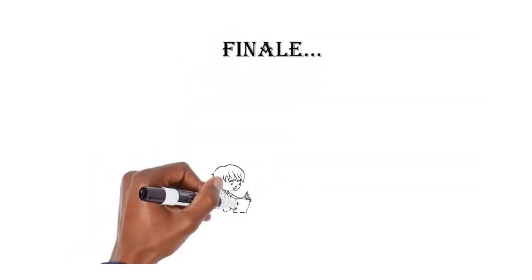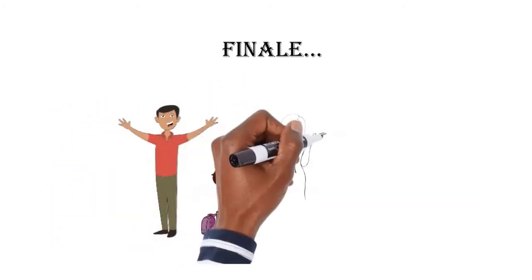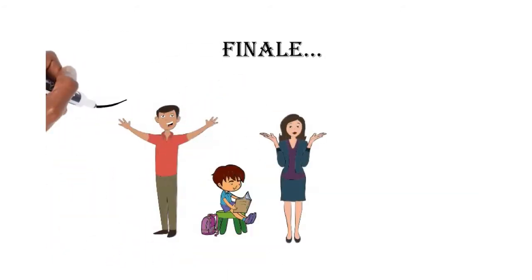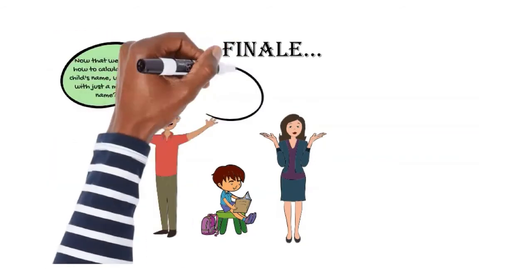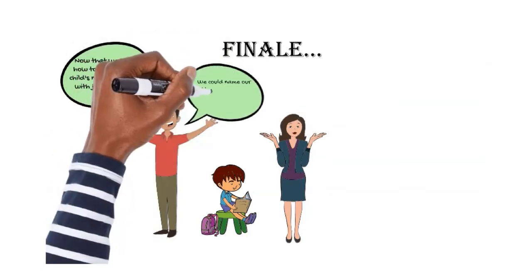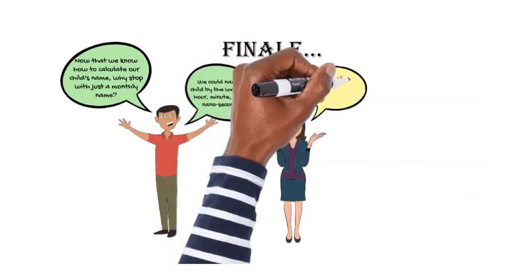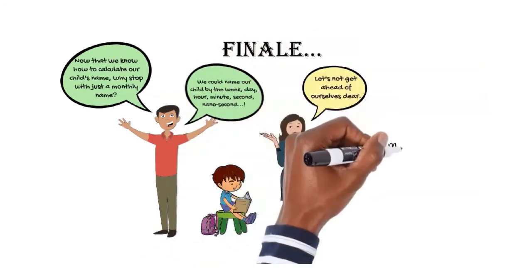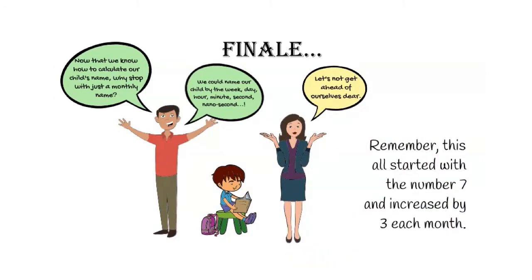We come to the finale of our story about the special child. Its parents were ecstatic that they could finally calculate its name for any month. Now that we know how to calculate our child's name, why stop with just a monthly name? We could name our child by the hour, minute, second, nanosecond. Let's not get ahead of ourselves, dear. Remember, this all started with the number 7 and increased by 3 each month.